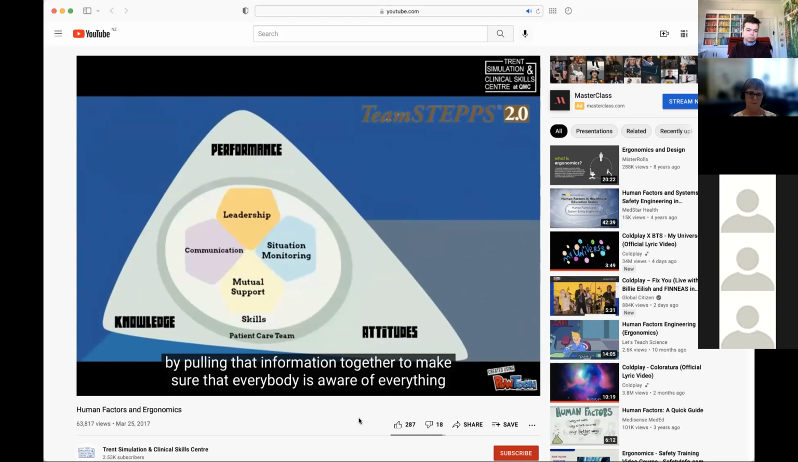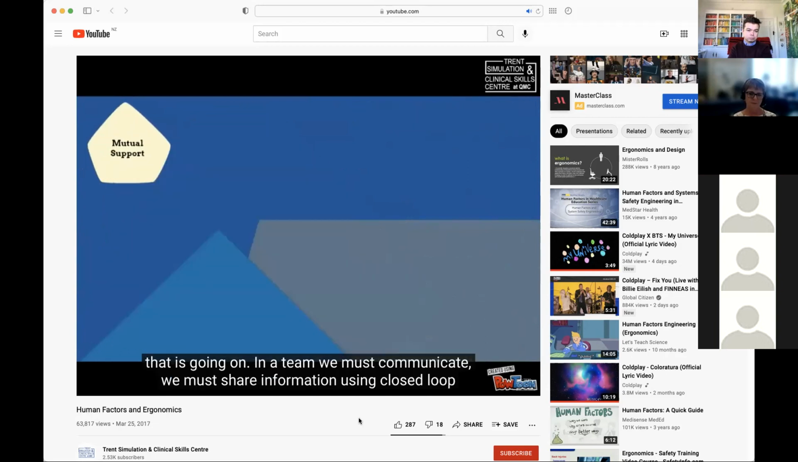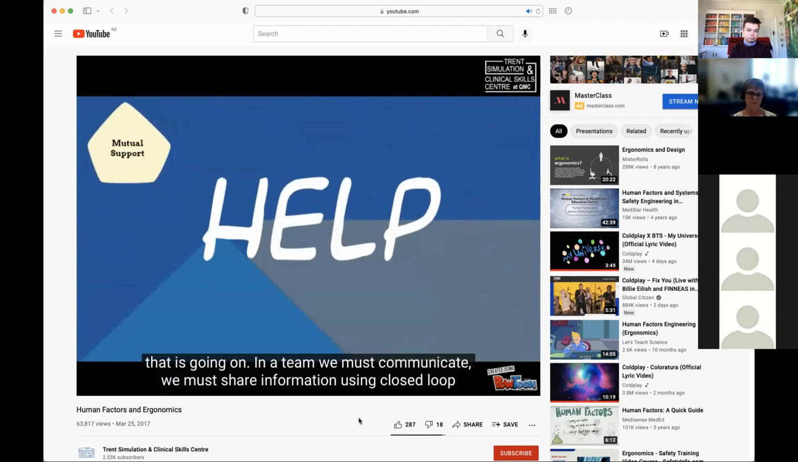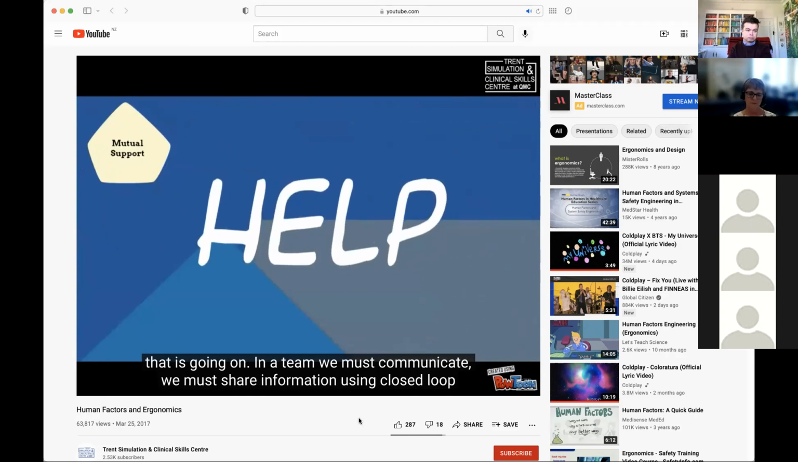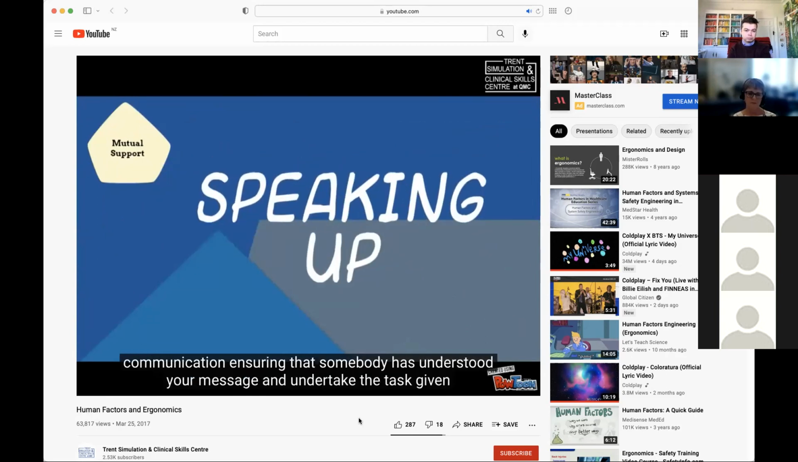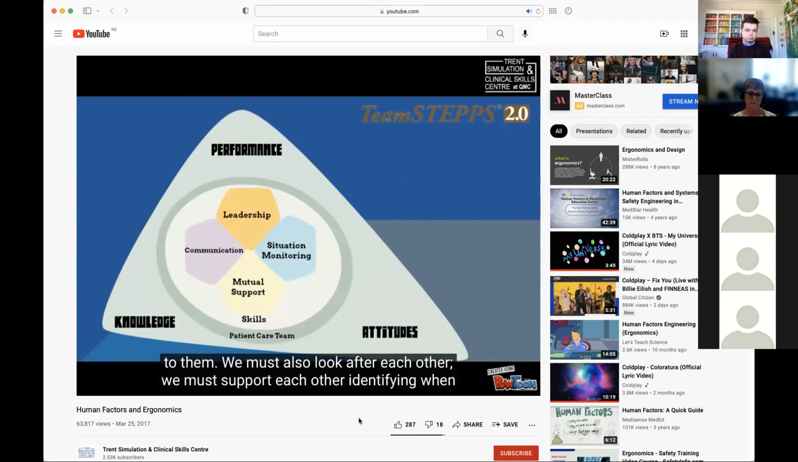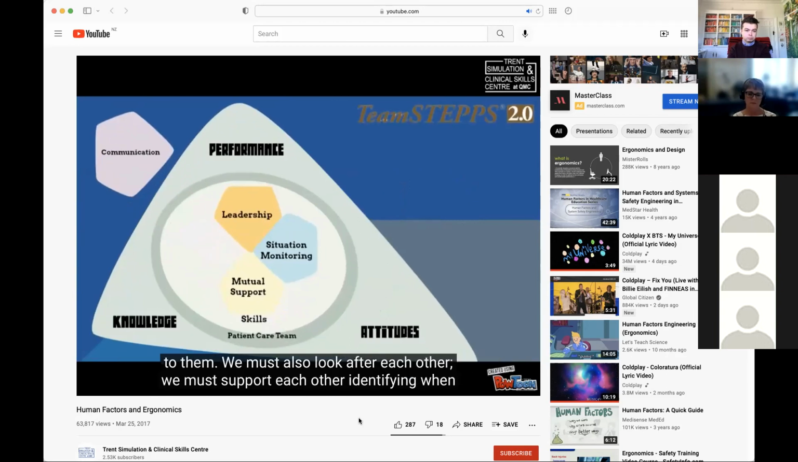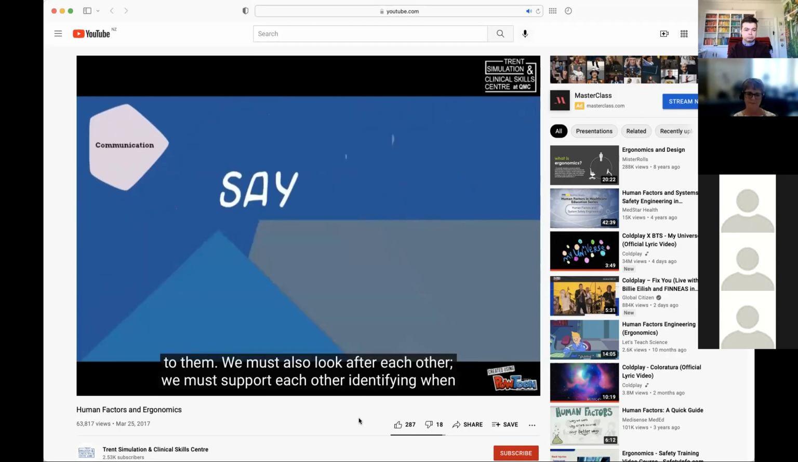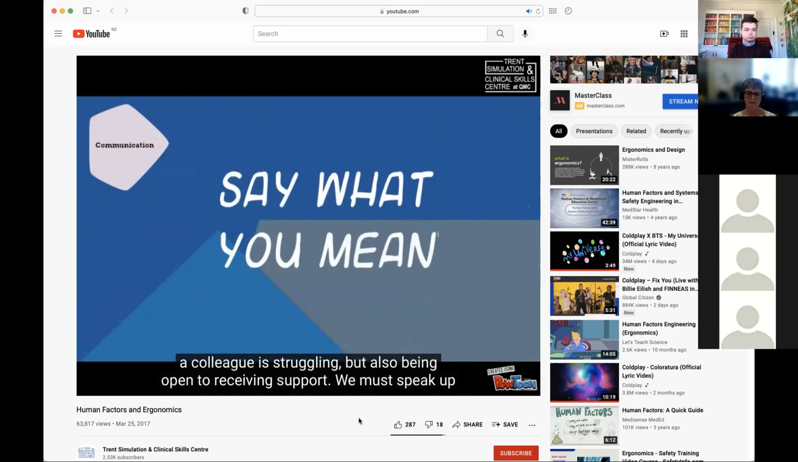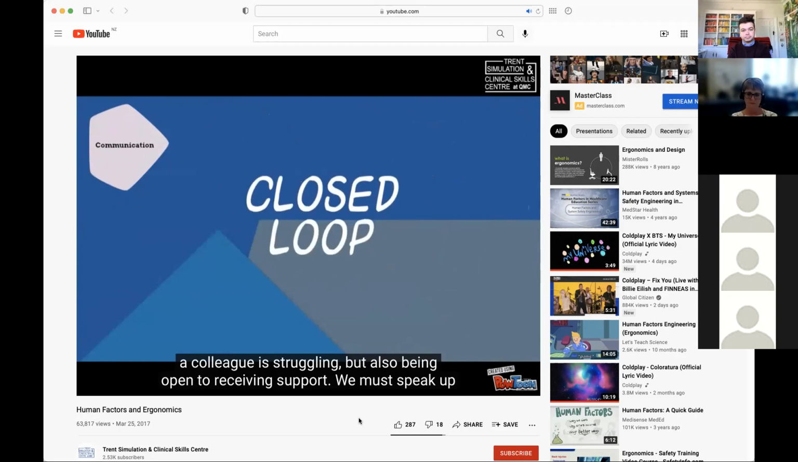A good team looks after each other. That means identifying when your colleagues need help, but also accepting help when you need it. It also means speaking up should you see anything that concerns you related to safety or quality. And all of this requires communication. Communication is about saying what you mean and making sure what you mean is heard and is actually undertaken. This is called closed loop communication.